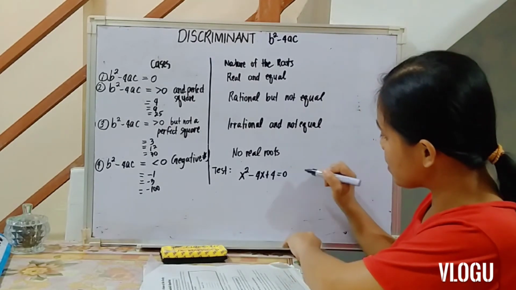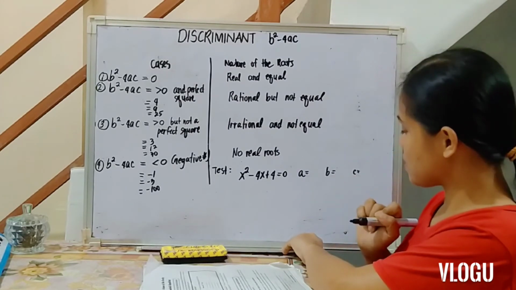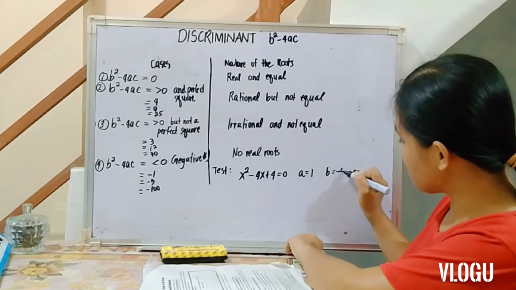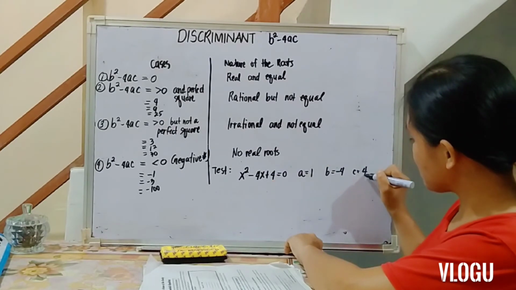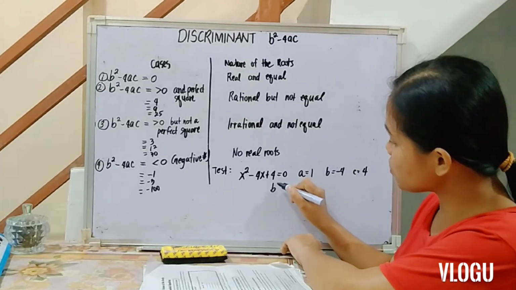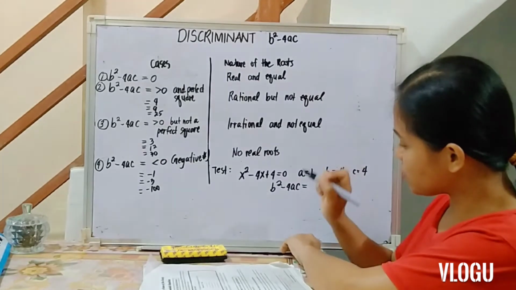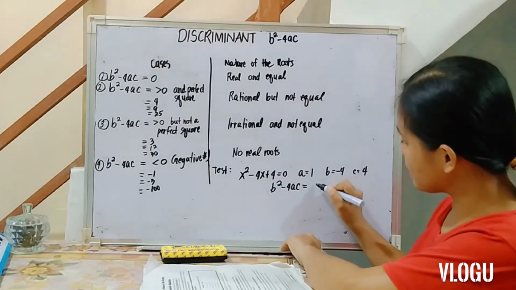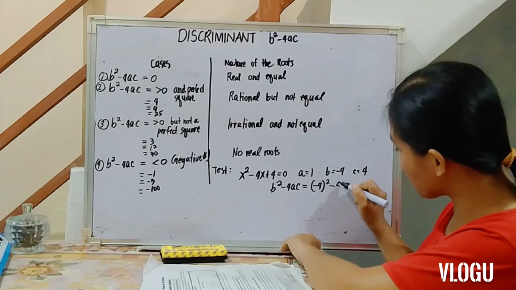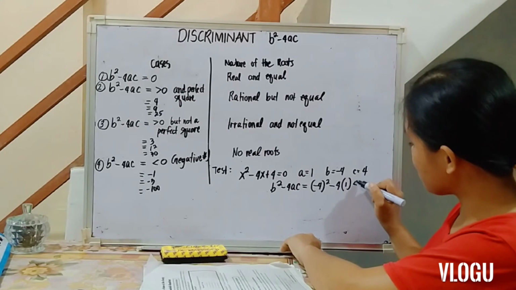Let's try another. Let's have x squared minus 4x plus 4 equals 0. First step, we identify the values of a, b, and c. The value of a here is 1, the value of b is negative 4, and the value of c is positive 4. Next step, you substitute these to the discriminant formula b squared minus 4ac. The value of b is negative 4, so negative 4 squared minus 4 times a, which is 1, times c, which is positive 4.